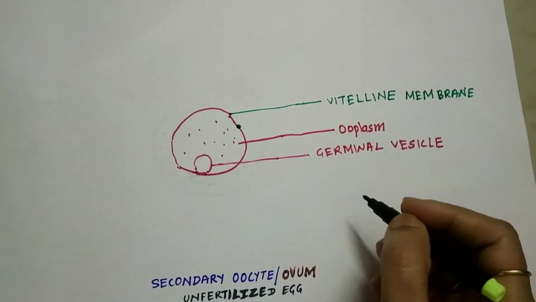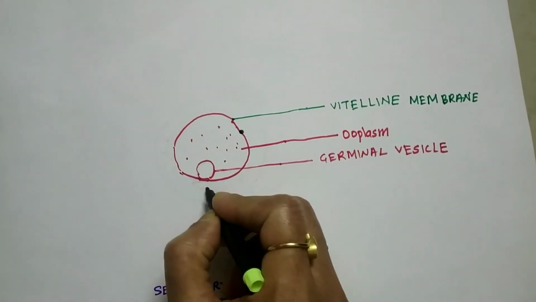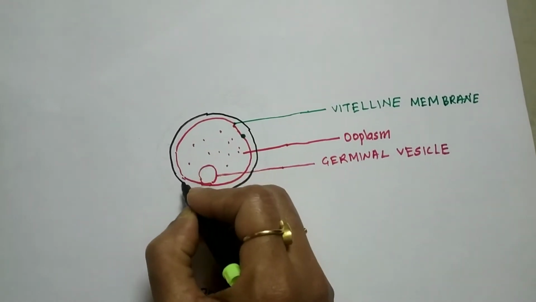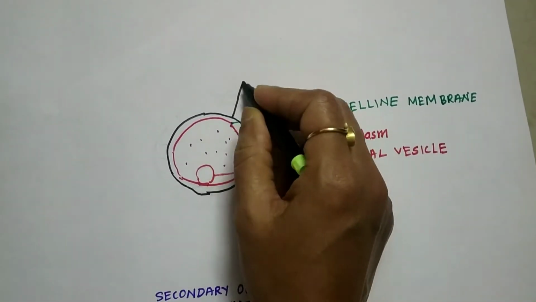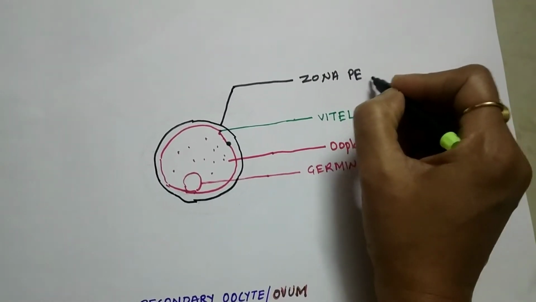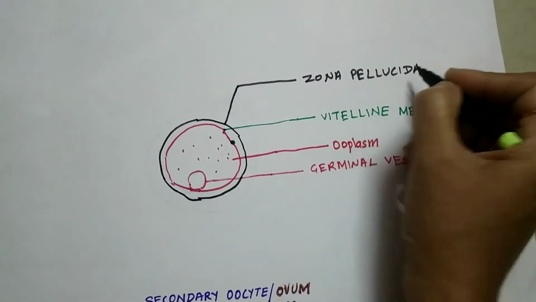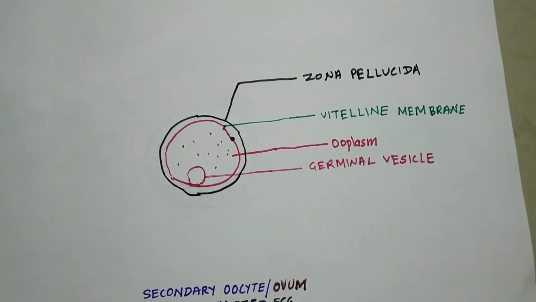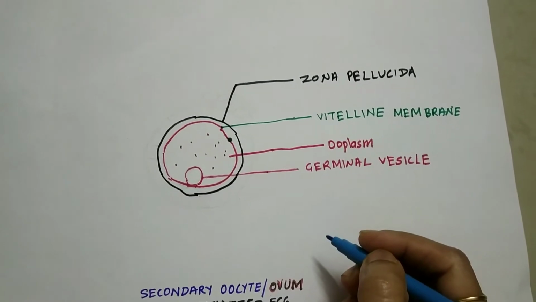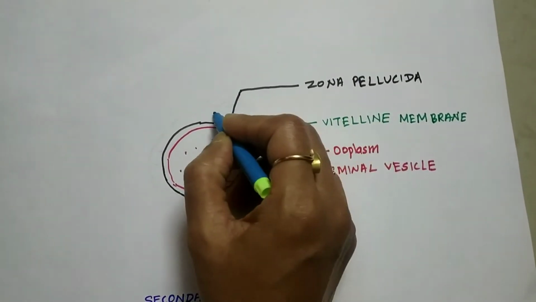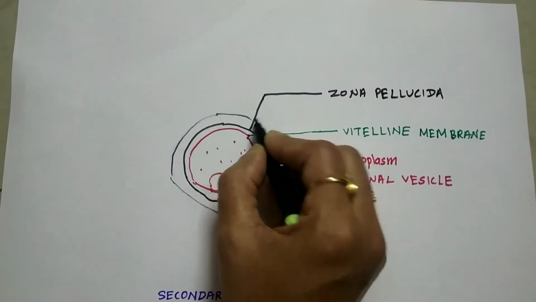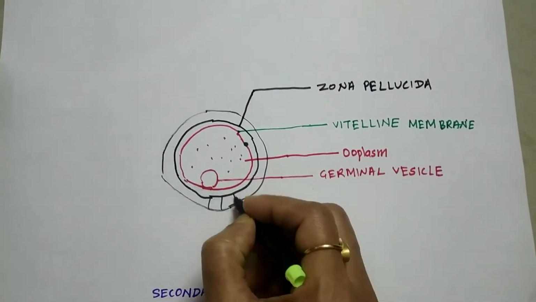It secretes a non-cellular glycoproteinous membrane which is known as zona pellucida, which is outside the vitelline membrane. This is zona pellucida. On the outer surface of the zona pellucida are several radially elongated cells. So zona pellucida is a thick layer.